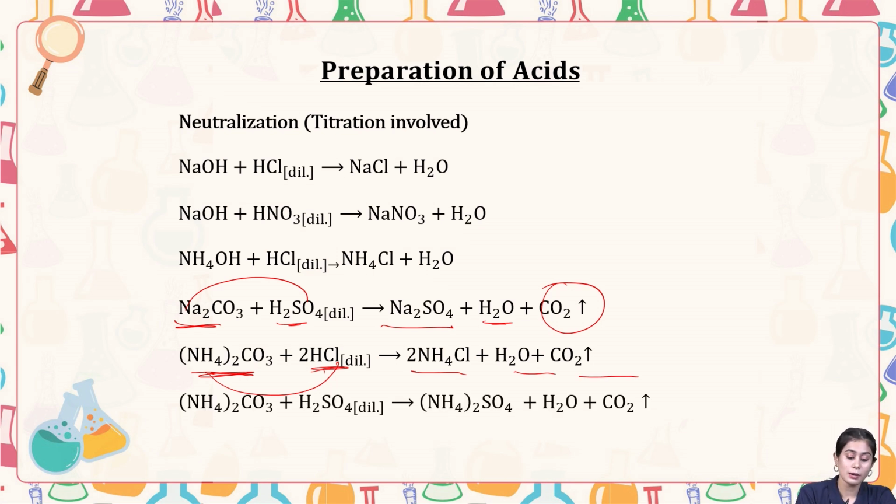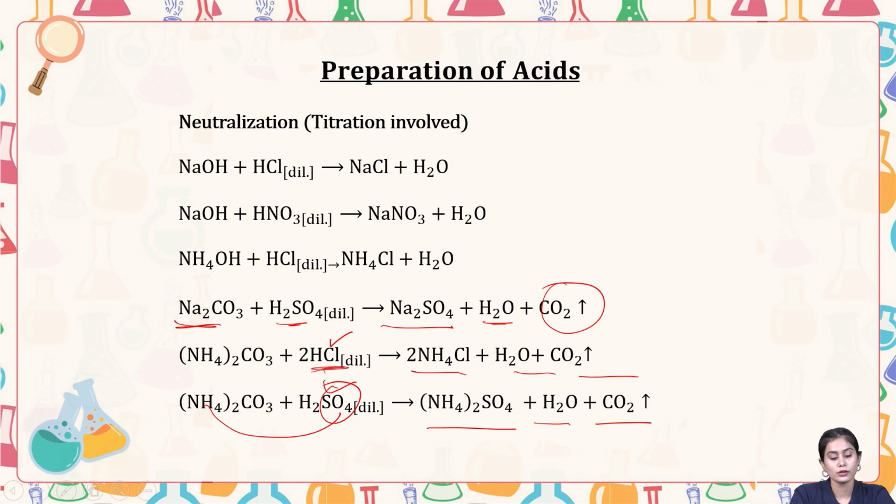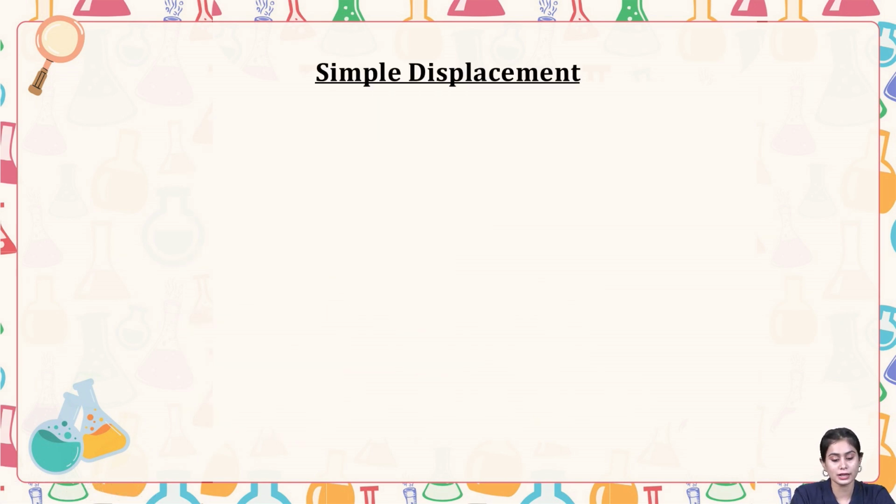Simple. Ammonium carbonate plus H2SO4. Only the salt will change. Ammonium sulfate will be formed instead of chloride. When you take hydrogen chloride, obviously chloride salt. Hydrogen sulfate, that means sulfuric acid, so sulfate will be formed. Ammonium sulfate, H2O plus CO2 gas will be evolved. So this is how neutralization takes place.